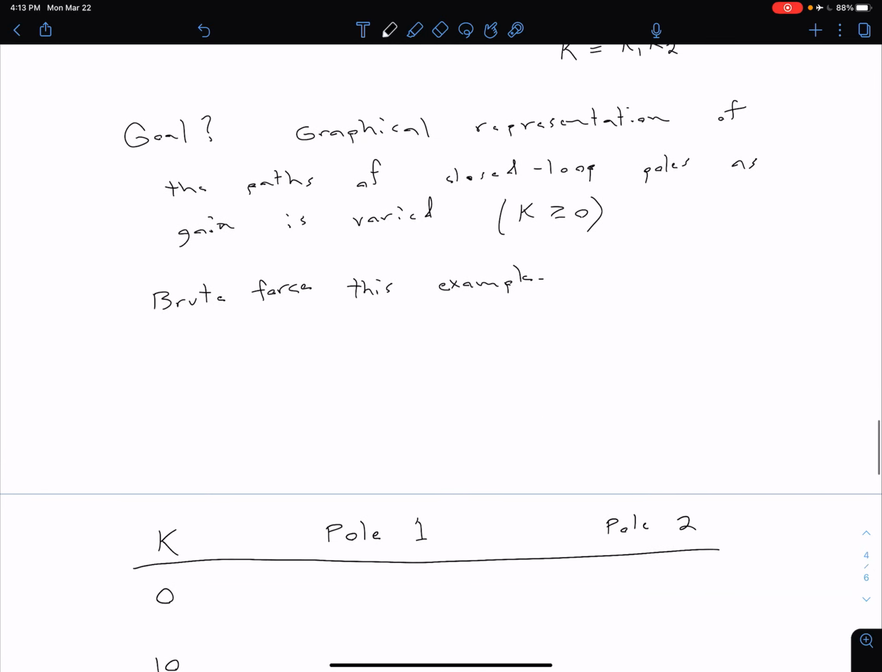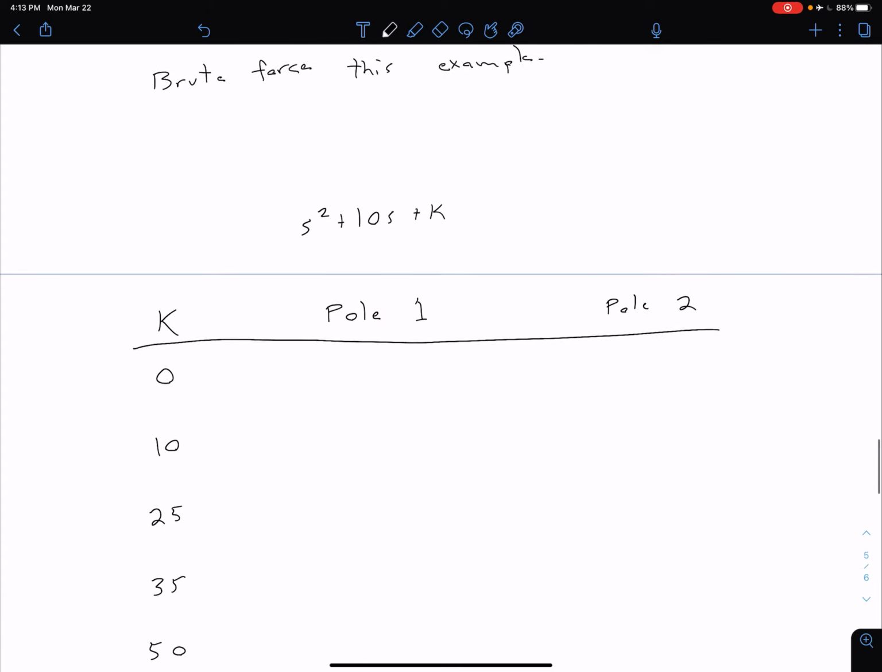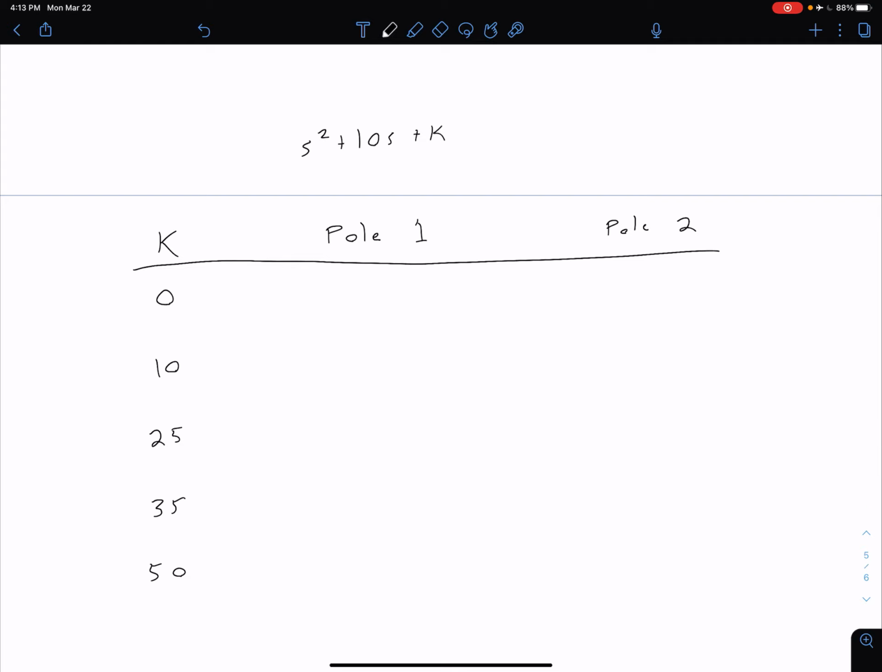Let me go ahead and write this function down here so we can see it easier with our table. If we have K equal to 0, then we can just factor out an s from s squared plus 10s, and we have one pole at negative 10 from the s plus 10, and one pole at 0 from just our s term.